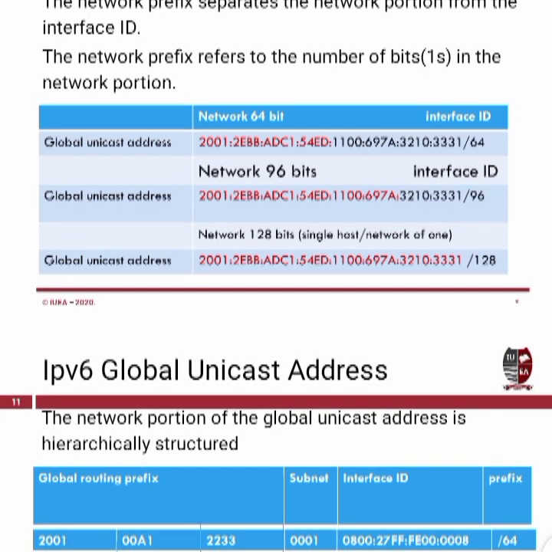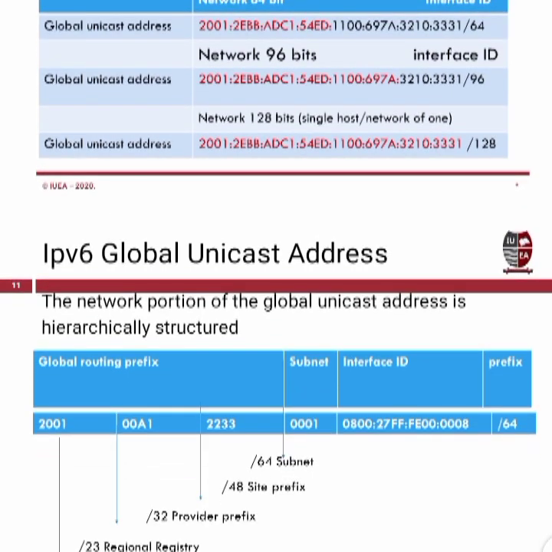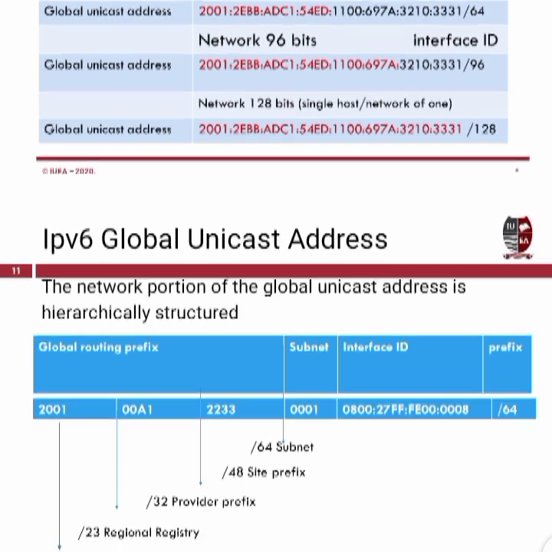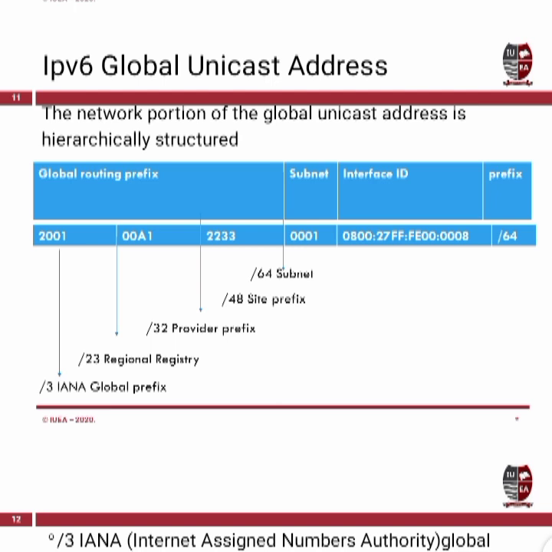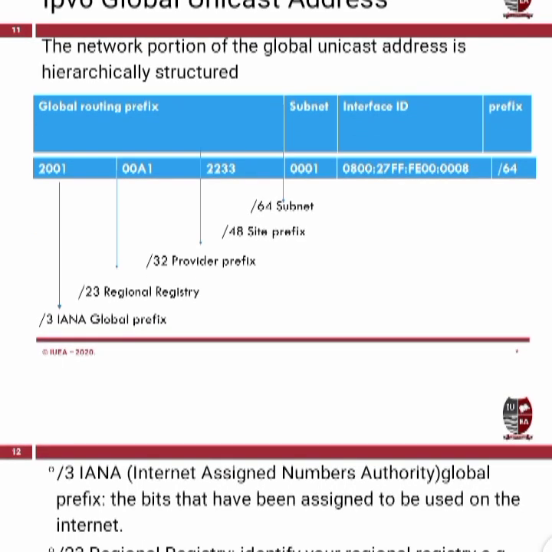The network prefix refers to the number of bits in the network portion. Here is the global unicast address, network, then we have interface ID. IP version 6 global unicast address: the network portion of the global unicast address is hierarchically structured. Table is there. The global routing prefix.